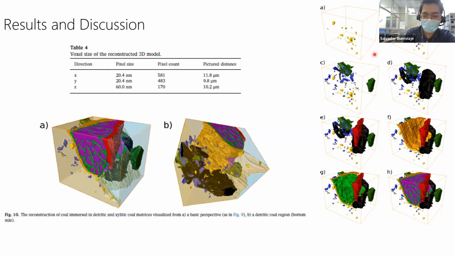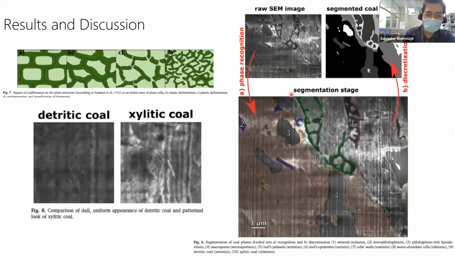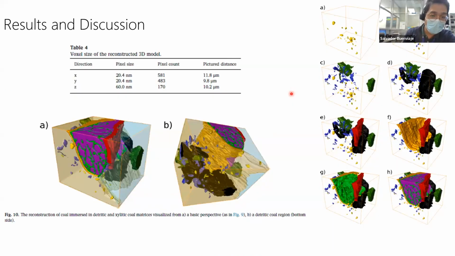So I will not be dealing with the details of using the software, but using this technique, using the images of the slices of the coal sample and feeding them into the software, the authors were able to reconstruct the 3D image of the coal sample, a section of the coal sample. So they started with this one, and they were able to recreate. So these are the parameters used in reconstructing the 3D model in terms of image properties: pixel size, pixel count, and picture distance.